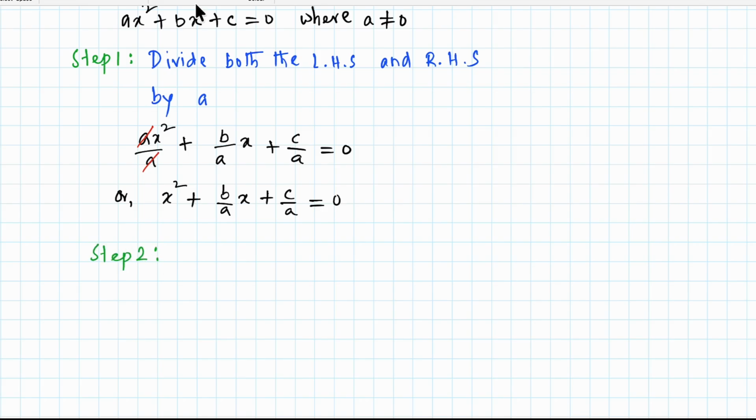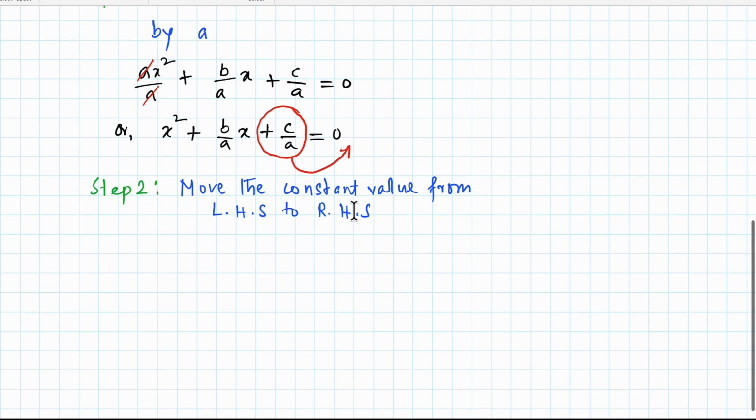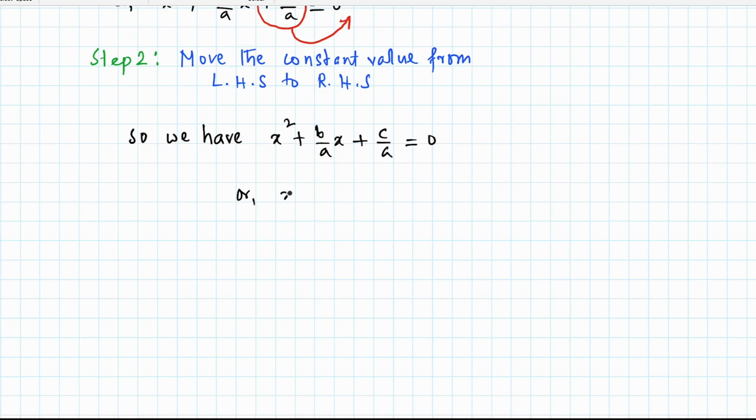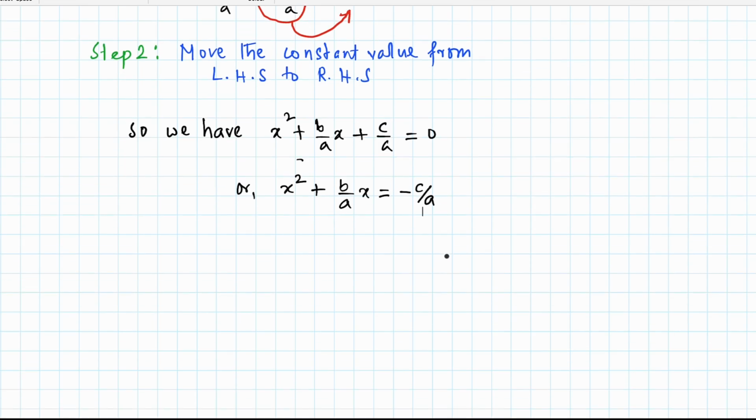Now in step 2, we move the constant. What is the constant here? c by a is the constant. So we move the constant value from the left hand side to the right hand side. Then we have x square plus b by a times x equal to minus c by a, because we are moving plus c by a from the left hand side to the right hand side.